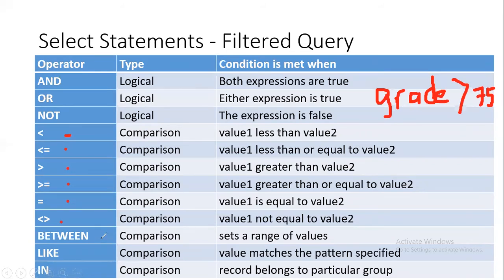Meron din tayong keywords like BETWEEN, LIKE, IN. BETWEEN sets the range of values. LIKE, the value matches the pattern specified. And IN, the record belongs to that particular group. We have an example here.